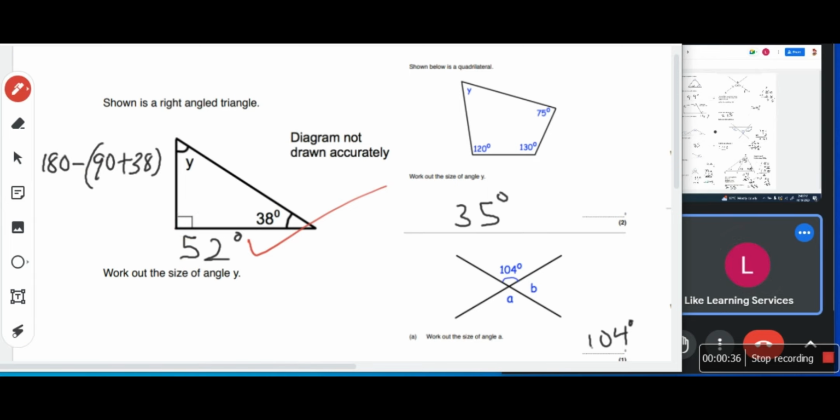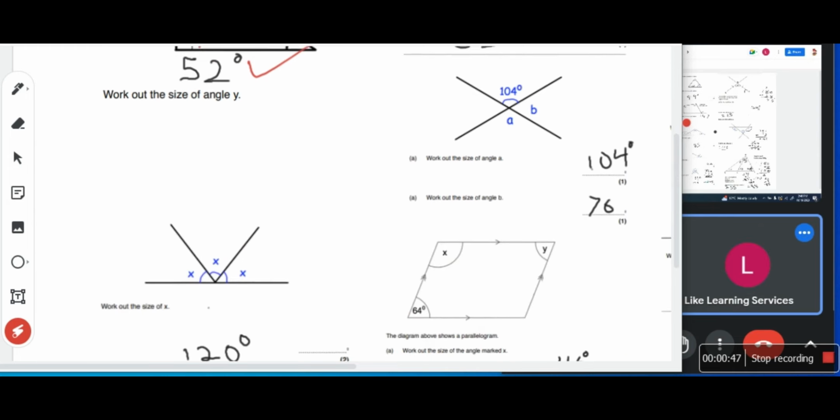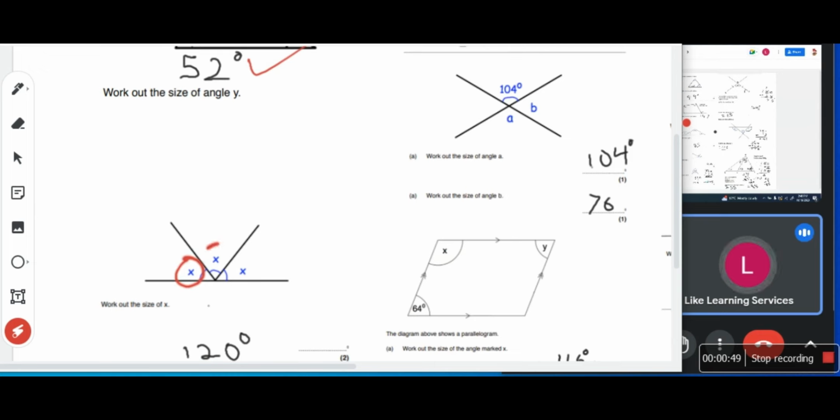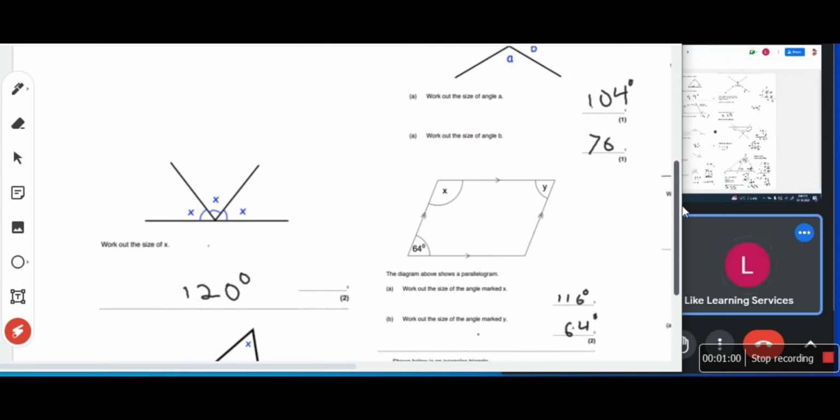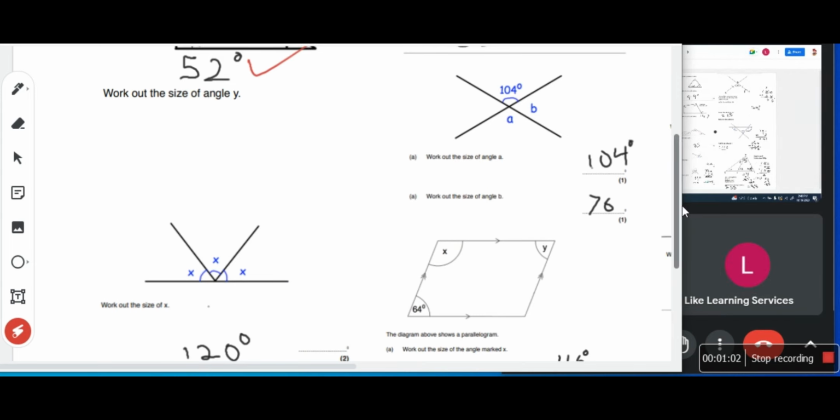Okay, so this is already 90, this is already 38. You added them together and you did 180 minus that. Okay, next one, x, and all of them angles on a straight line is 180. Angles on a straight line is 180. Or do you know? This is a straight line, but what is the sum of the angles on a straight line?